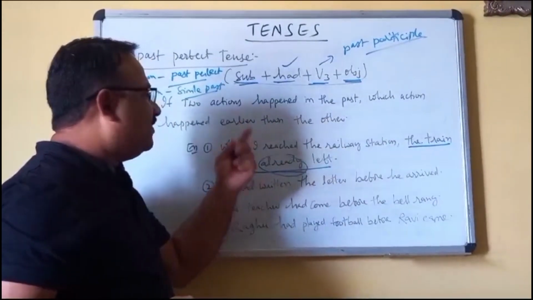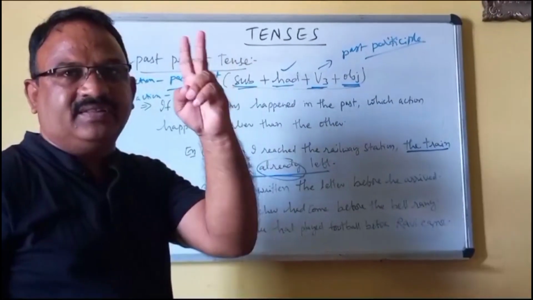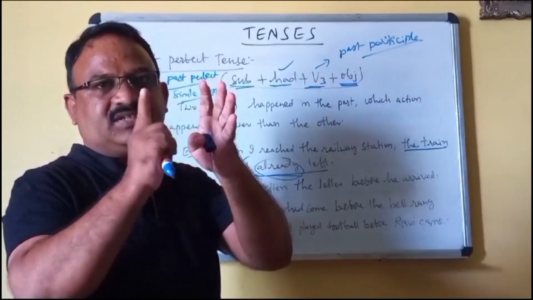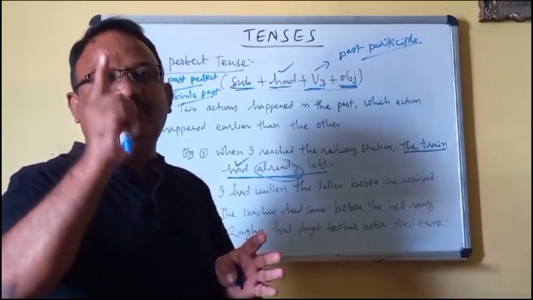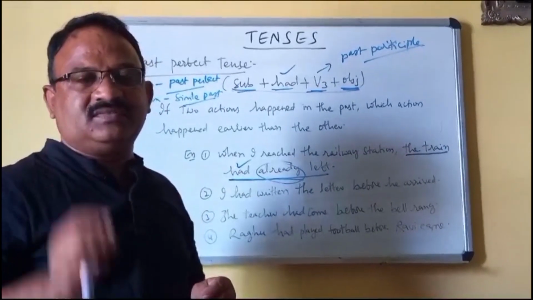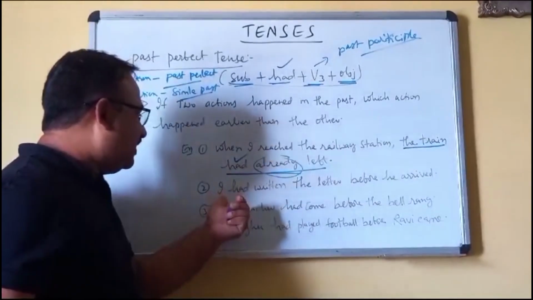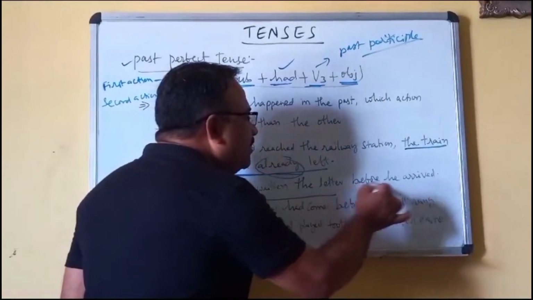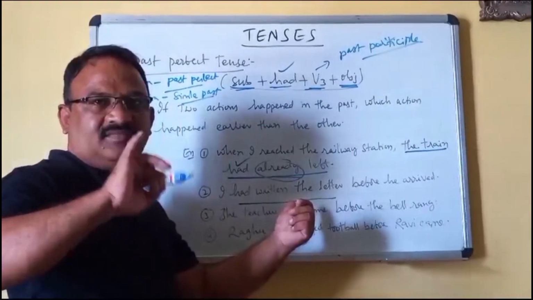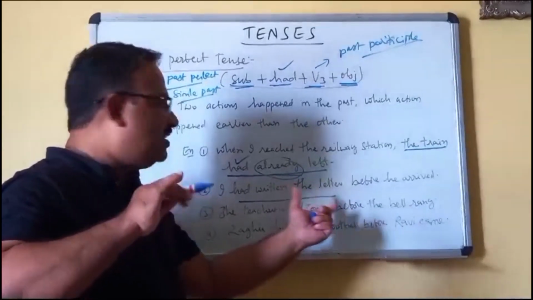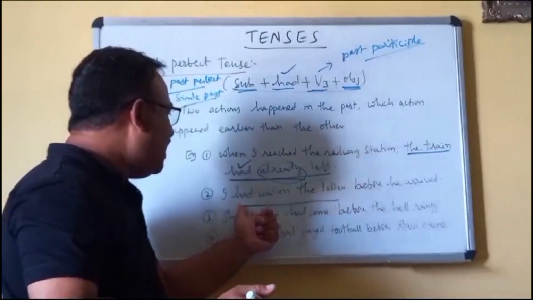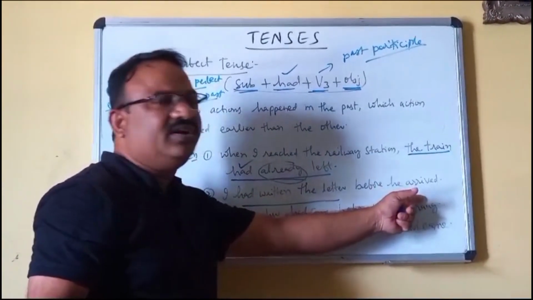So, when there are two actions that happened in the past, which one was completed first? That action should be in past perfect tense. The other action should be in simple past tense. That you must remember. Second one: I had written the letter before he arrived. So had written happened first. Before he arrived, he arrived later. Right? So I had written the letter before he arrived.